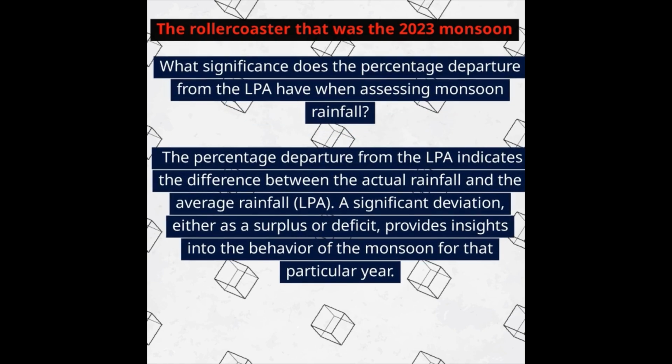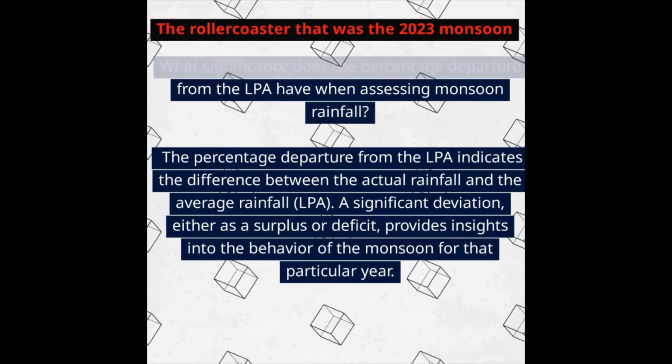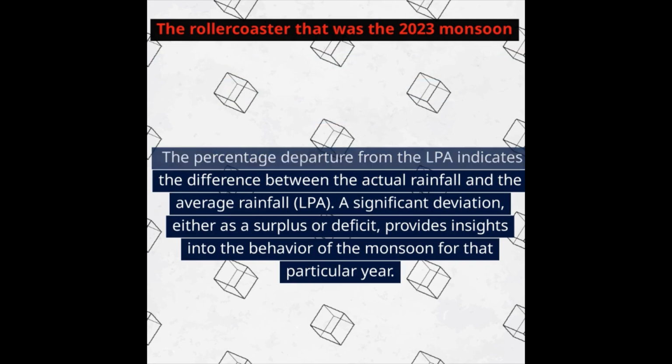What significance does the percentage departure from the LPA have when assessing monsoon rainfall? The percentage departure from the LPA indicates the difference between the actual rainfall and the average rainfall, LPA. A significant deviation, either as a surplus or deficit, provides insights into the behavior of the monsoon for that particular year.